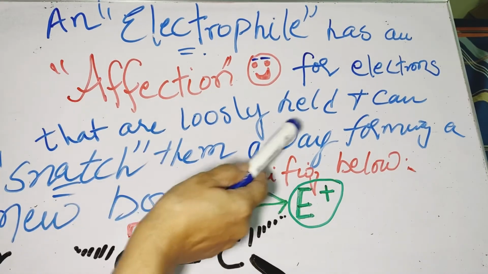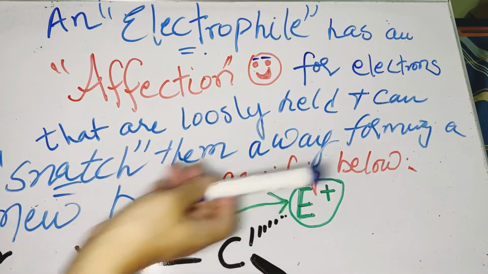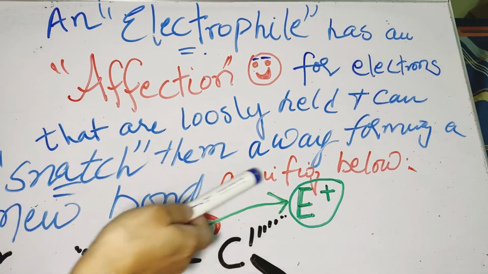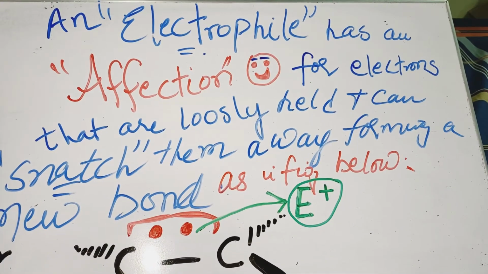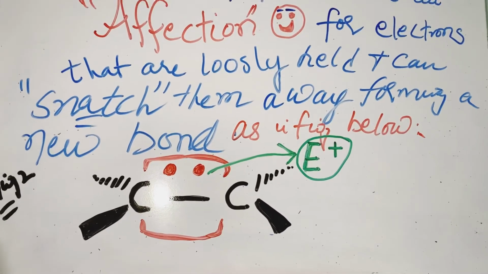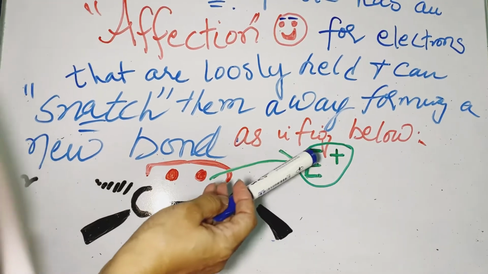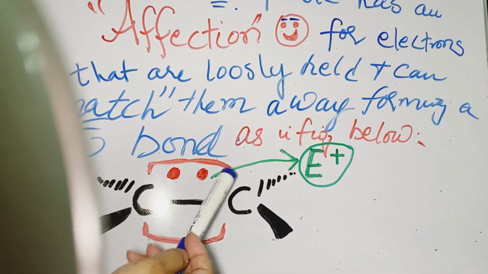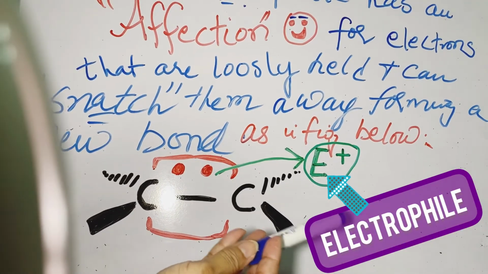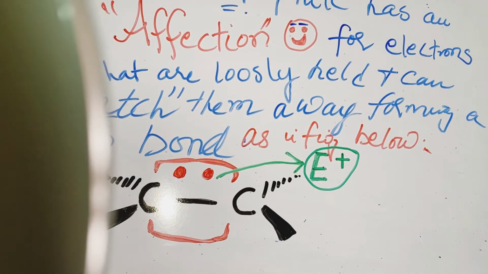And now, as they are loosely held and can be snatched, they can be pulled away. What happens when it snatches them away? It will form a new bond, right? As in the figure below. Here you can see in the figure what is happening. Simply see in the figure, the electrophile is trying its level best to snatch away these electrons, this powerful electrophile. It is going to snatch away these loosely held electrons, forming a new bond.